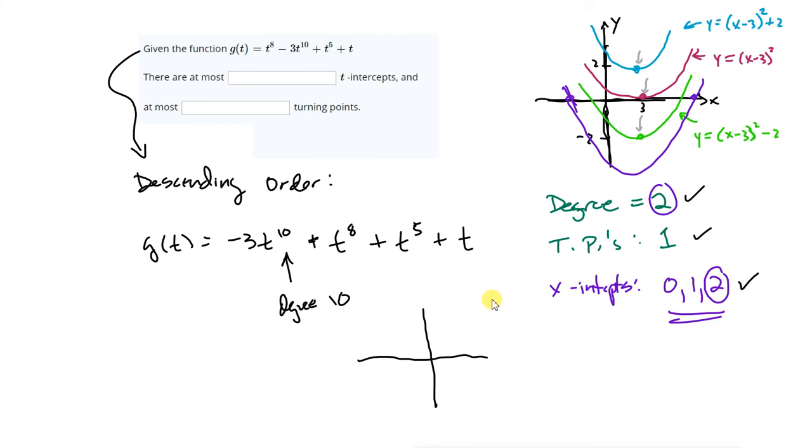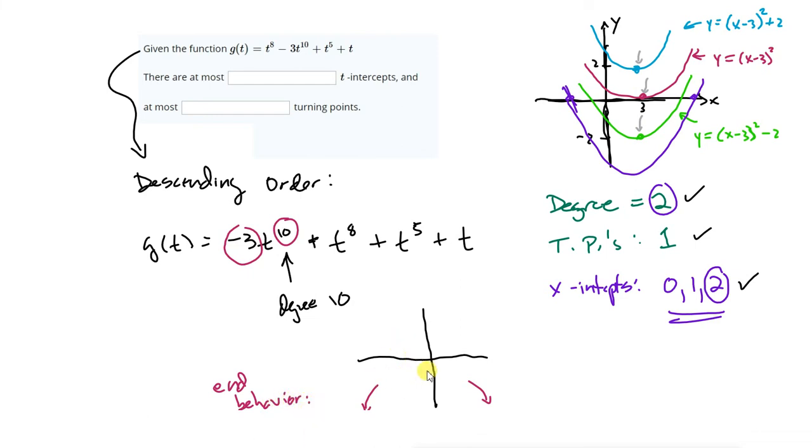The end behavior is going to be down to the right because of a negative leading coefficient, and it's going to be down to the left because it's an even degree. Same direction on both sides. That would be my end behavior. They're not asking about end behavior, but what if they did? There's my end behavior.